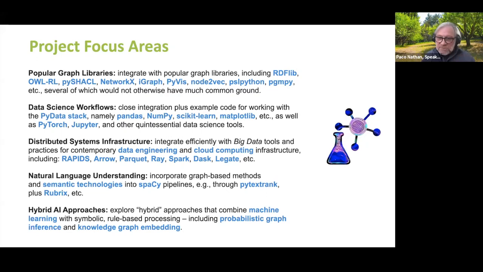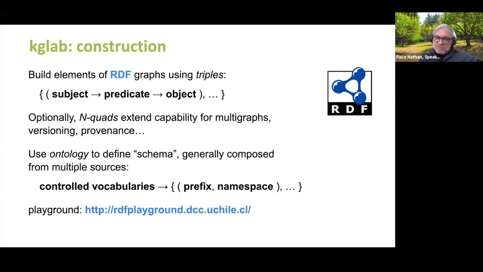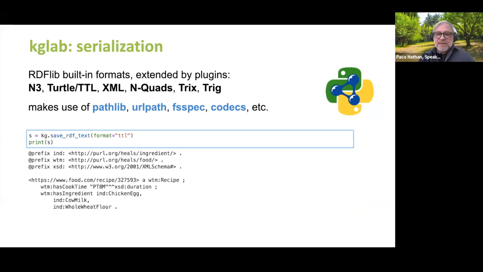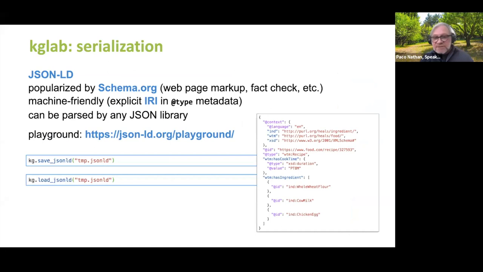And it's really taking a mind toward how we can leverage good distributed systems infrastructure like Dask and RAPIDS, leveraging Arrow, Ray, Spark, and then looking forward toward things like Ligate. And just to show you what's going on here, we leverage a lot of RDFlib. If you want to construct a graph using triples, it's very well defined. In kglab, you define a namespace, you create an object, and then you start adding triples to it. If you want to use different serialization formats to import large data sets, we've integrated all of the W3C formats, and also JSON-LD. So we have a lot of different ways to bring in different kinds of data.